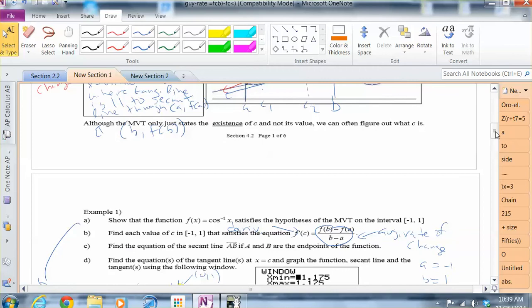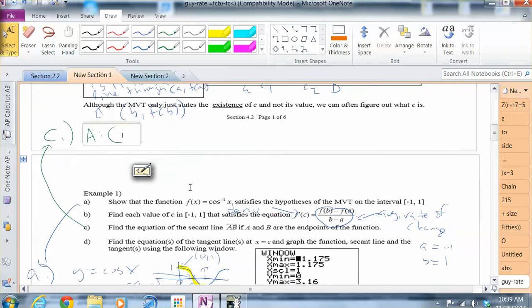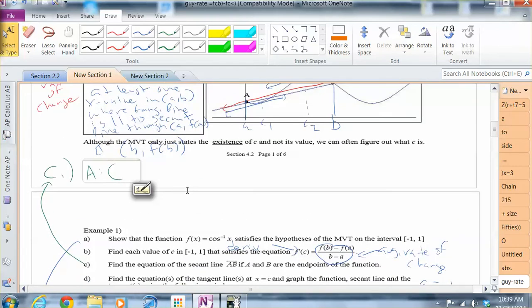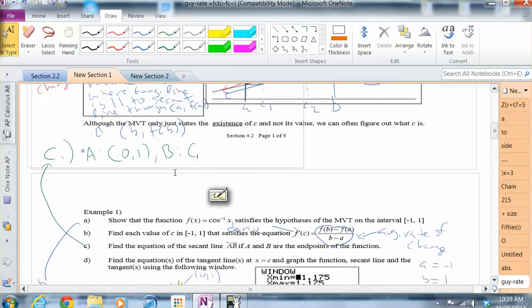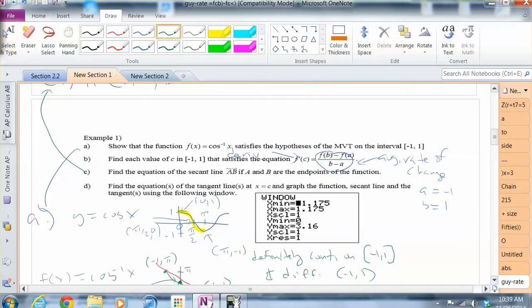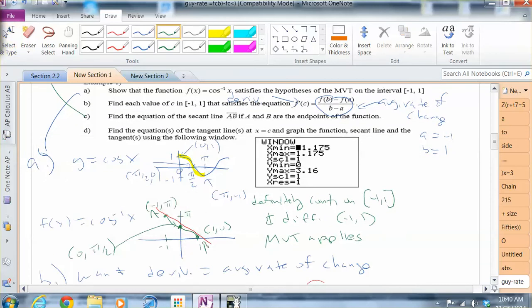I'm actually going to do part C up here because I don't have terribly much space. So we know that point A was 0, 1. And part B was, if we call this A, we'll call this B, and we're going to find the equation of this red line right here.